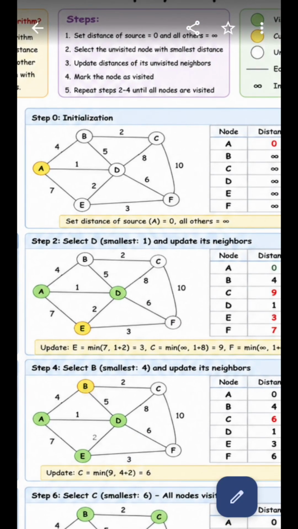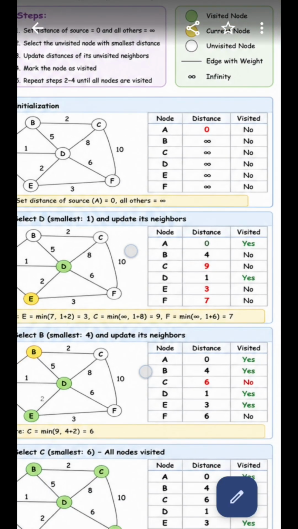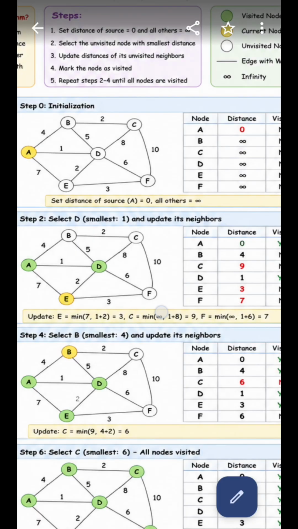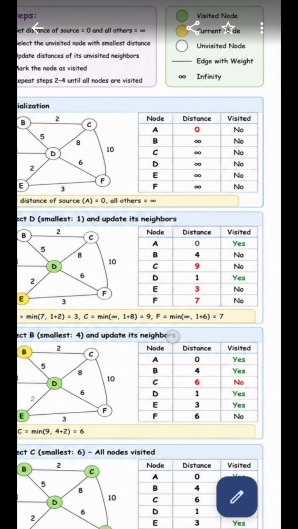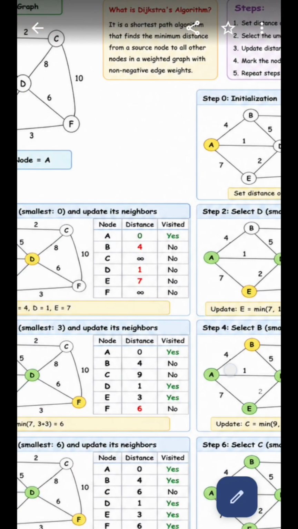First is initialization. From which node are we going to start? We are going to start from node A. The distance we are marking as 0 and visited as no. And for B, C, D, E, F, we do not know the distance yet, so we are marking it as infinity for now, and visited as no, since we haven't visited any node yet.